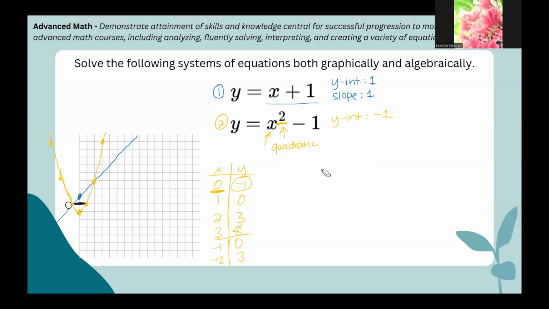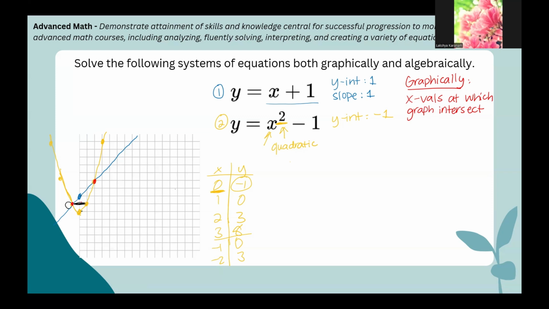Okay. So, when you want to find the solution for a system of equations graphically, our goal is to find the x values at which the graphs intersect. Yes? So in this case, we have this point right over here, and we have this point right over here. Okay? So what are those points?